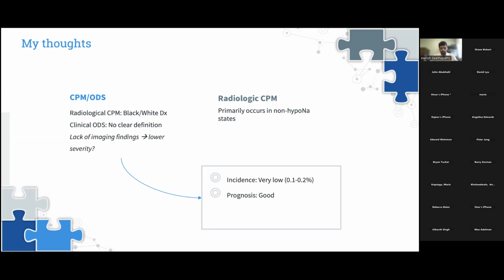And this is known for radiological CPM: CPM as a disease primarily occurs in non-hyponatremic states. So maybe we nephrologists are not as important in trying to prevent this disease as we think. I think we should be a little humble and say that we don't know a lot about what happens in this disease, and maybe sodium is just one of many risk factors.